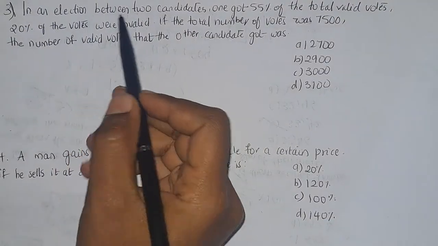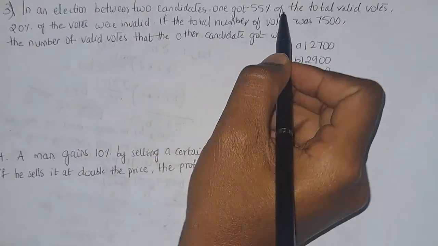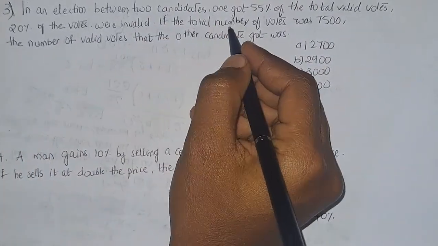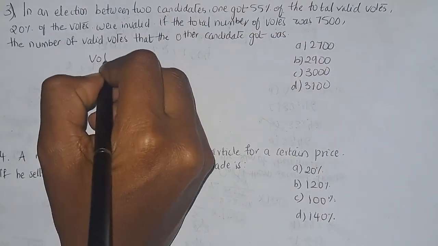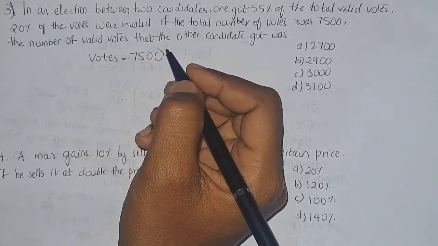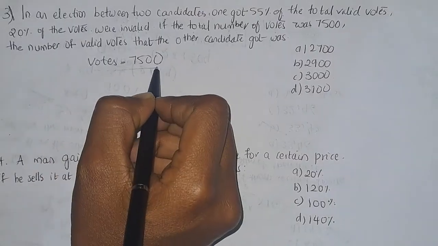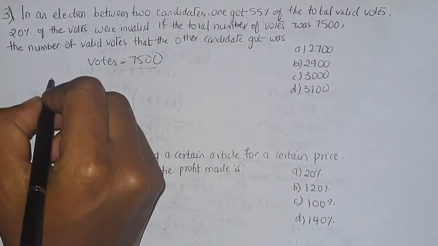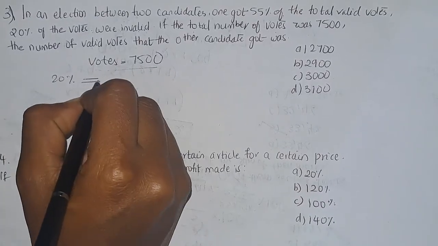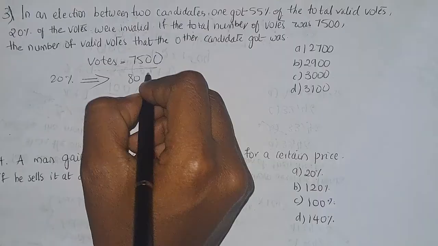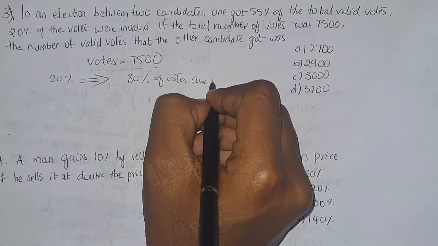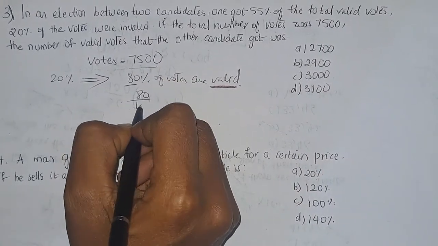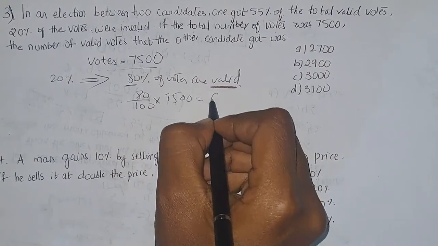In this question, in an election between two candidates, one got 55% of the total valid votes and 20% of the votes were invalid. The total number of votes was 7500. But here 20% of the votes were invalid, that is nothing but 80% of votes are valid. Now we require the valid votes. So what is 80% of the total votes? You will get it as 6000.